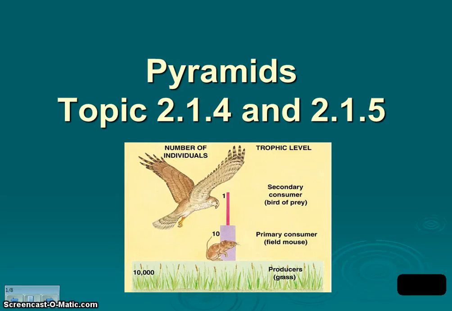Hey IB environmental students, this is a review of pyramids. There's three major types of pyramids: energy, numbers, and biomass. And we're going to go through each of those and compare the pros and the cons of each. And if we want to look at our objectives, these are them.